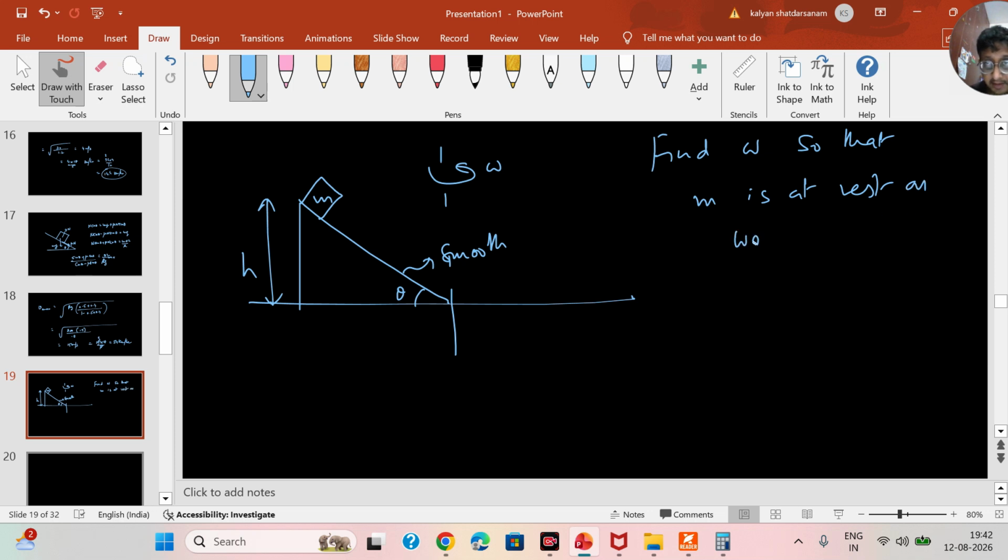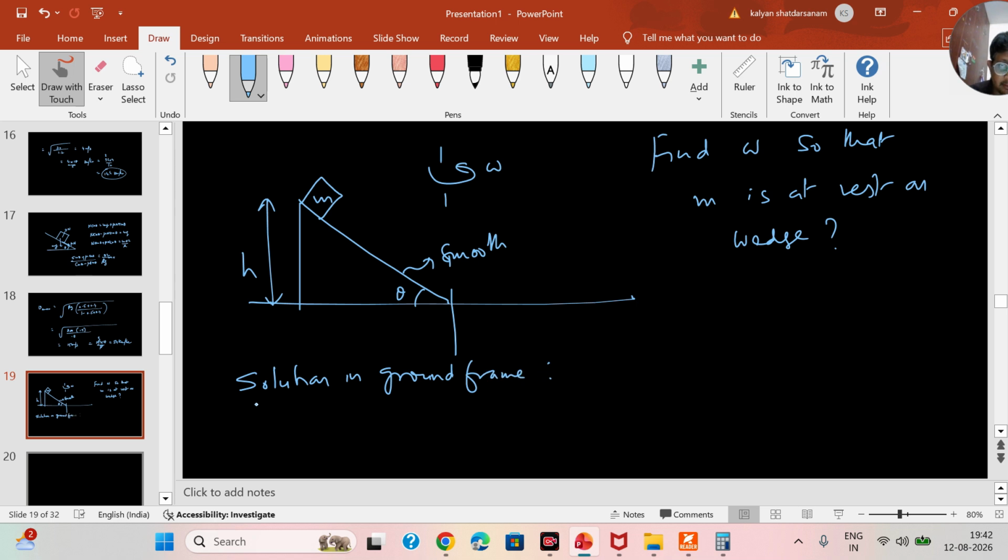So in the wedge frame, m is not sliding down. In the ground frame, both wedge and m are rotating in a circle. How is this possible? Now let's try to see this. I will introduce a new concept here, but first let me solve it in the ground frame. Solution in ground frame.